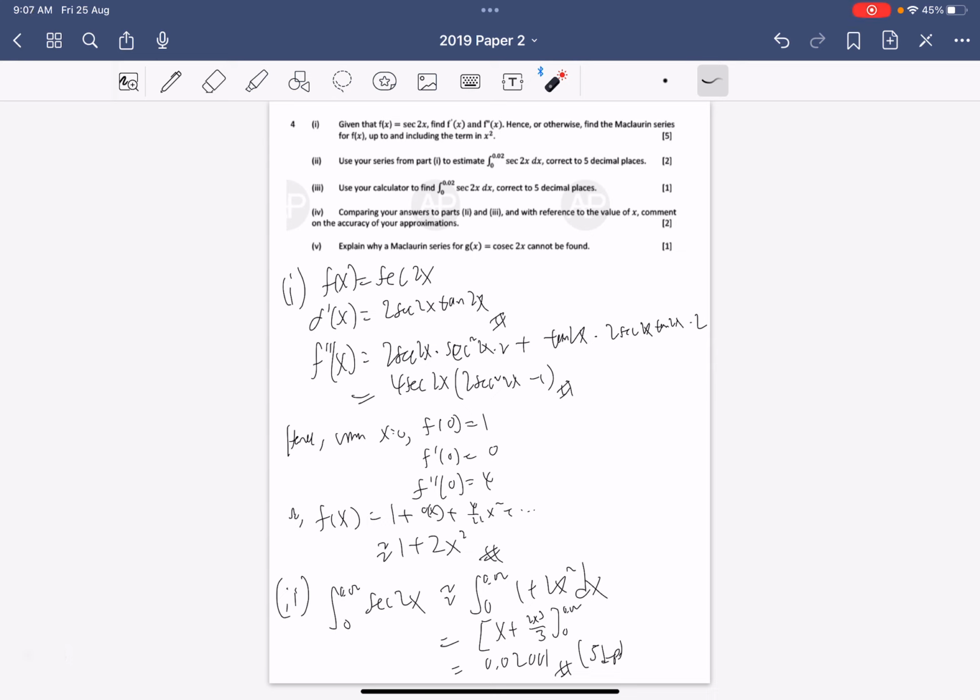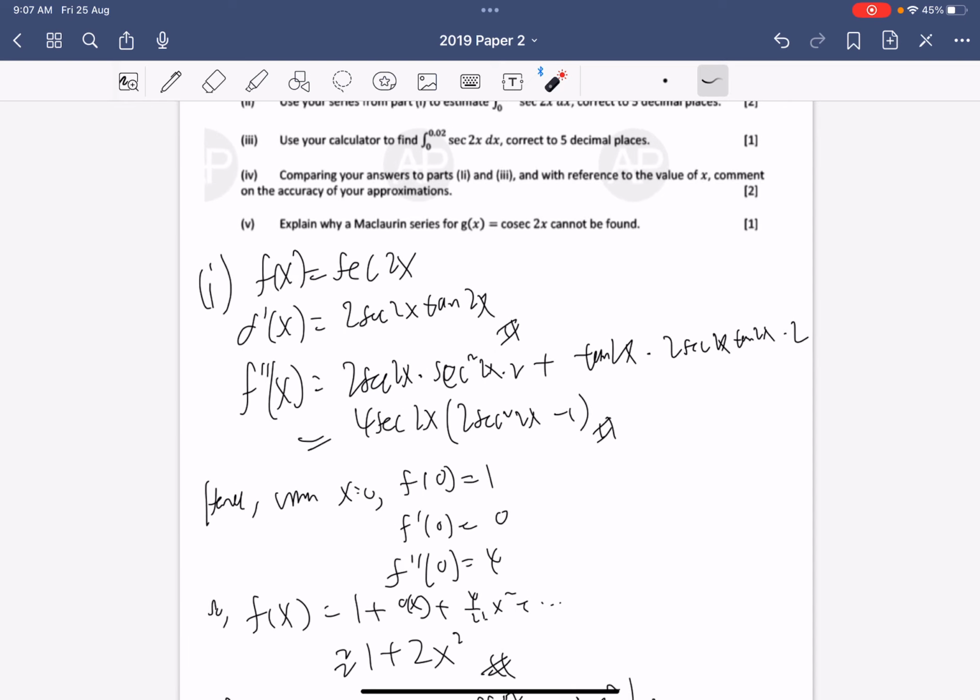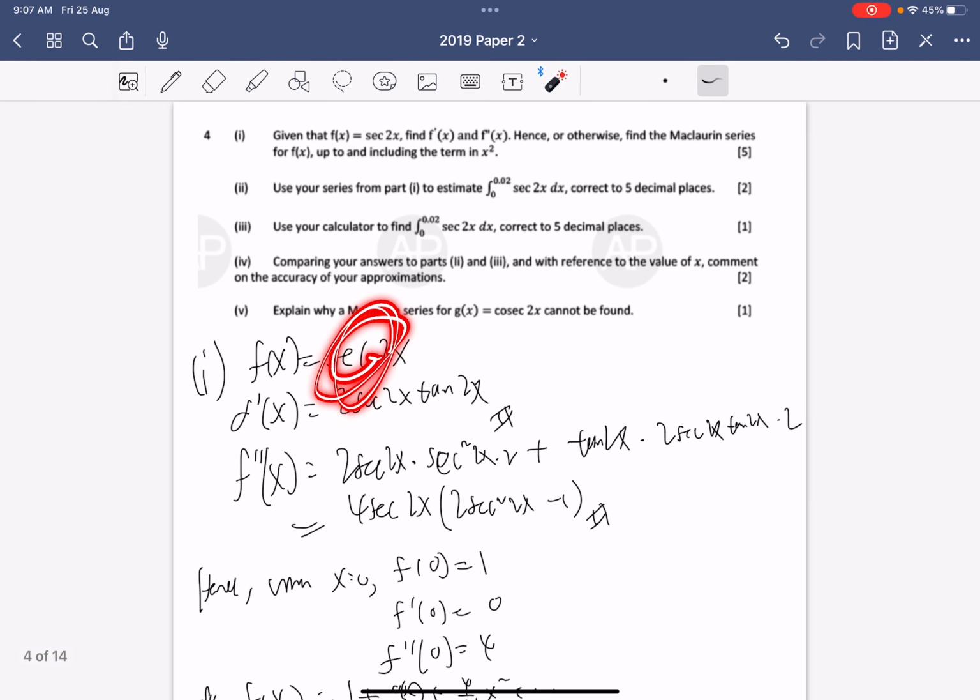Moving on. For question 4, we are now given that f(x) equals secant 2x, and we are supposed to find the first and second derivative. So to find the first, you just differentiate secant 2x, which is secant 2x tangent 2x. Then you need to differentiate the inside, which is 2. So it's 2 secant 2x tangent 2x.